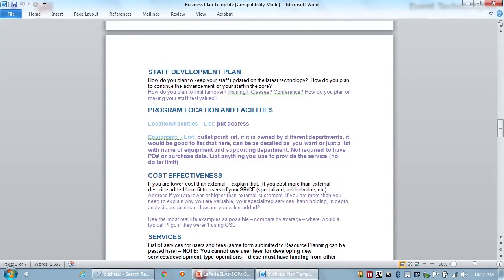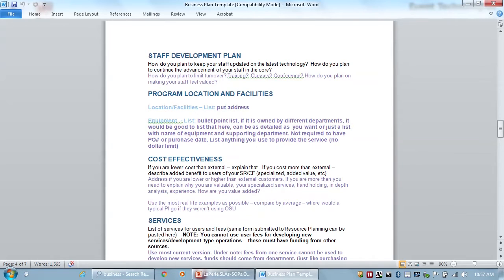Staff development plan. What do you do to develop your staff? Do you build in a travel budget to send them to go to a training? Do you put on seminars? Do you send them to conferences here? Are there continuing education classes that they have to take and that you support and fund for them to go to? You'll just want to list that here if you do anything specific for your staff development.